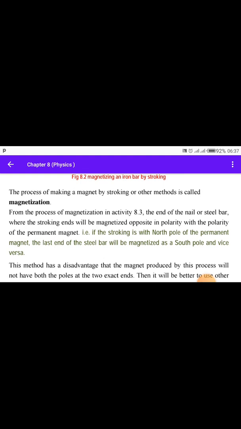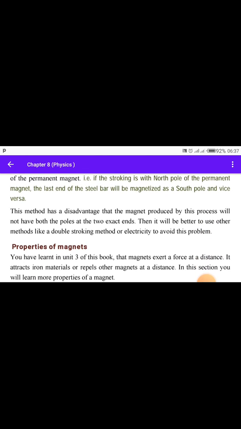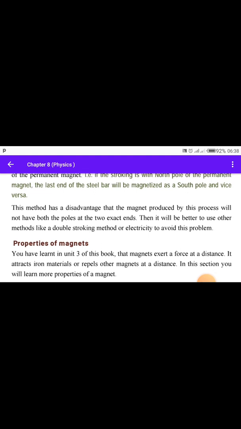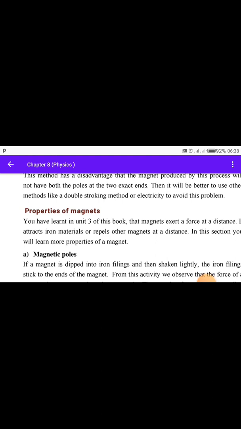This method has a disadvantage that the magnet produced by this process will not have both the poles at two exact ends. Then it will be better to use other methods like the double stroke method to avoid this problem. Properties of magnet: you have learned in unit 3 of this book that a magnet exerts a force at a distance.